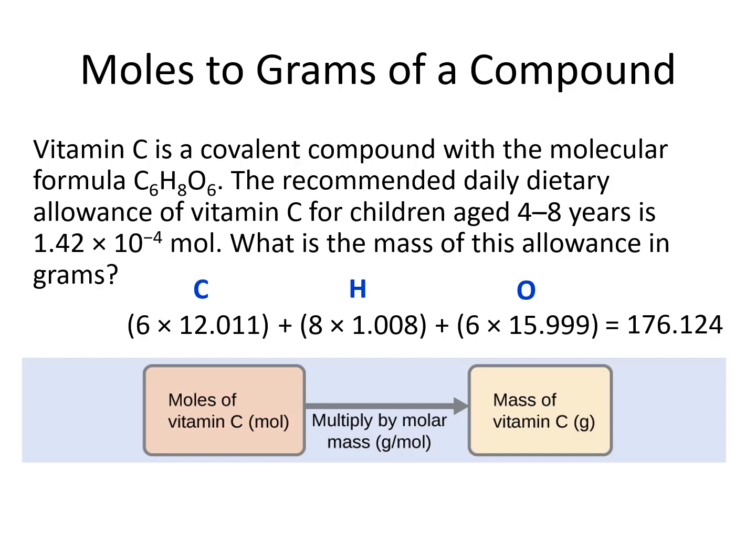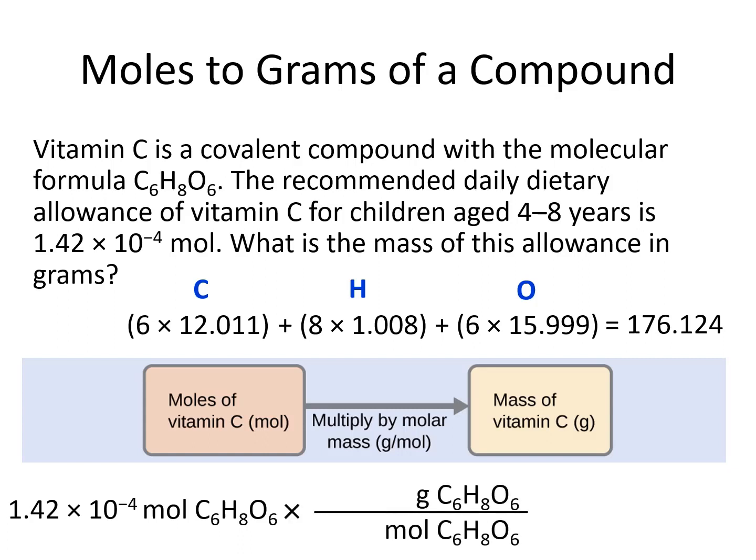First, we would start with the number we are given in the problem, 1.42 times 10 to the minus 4 moles of vitamin C. We would write a conversion factor with moles on the bottom to cancel out with moles in our starting number, and grams on the top since we are trying to solve for grams. We fill in our calculated molar mass next to grams, so it goes in the numerator this time.